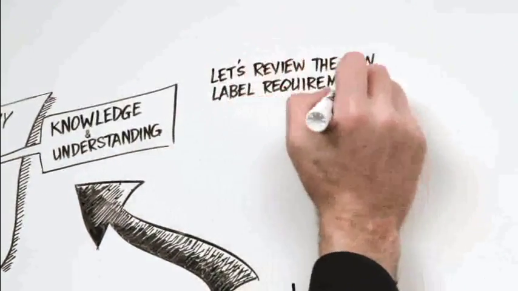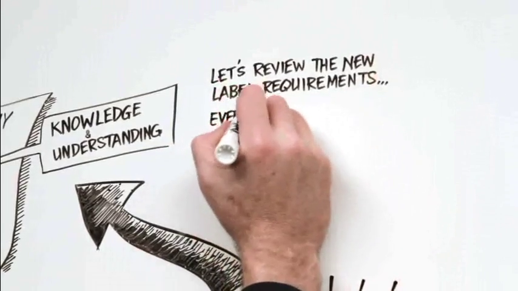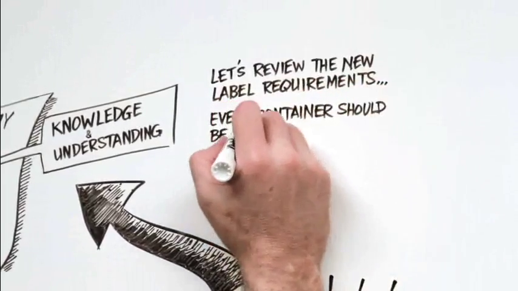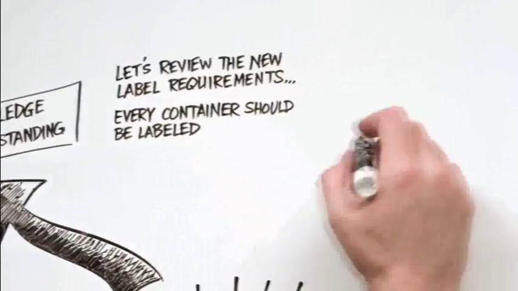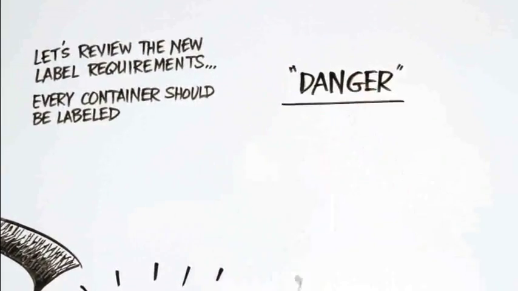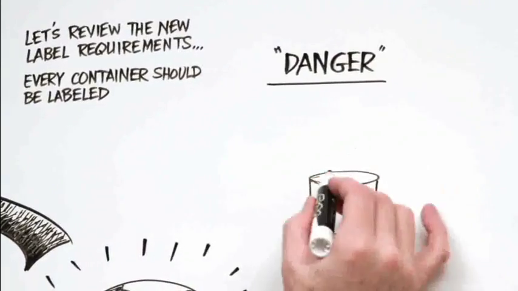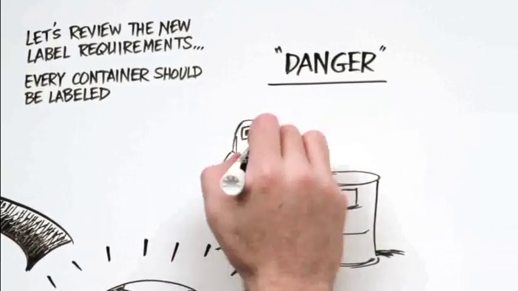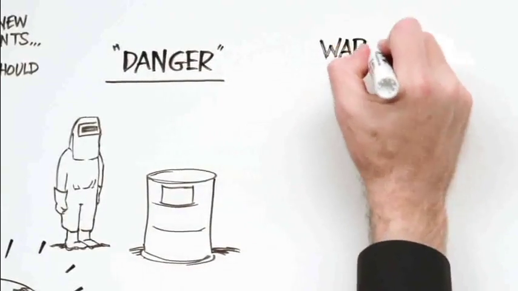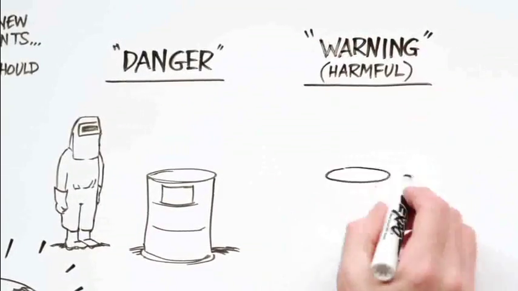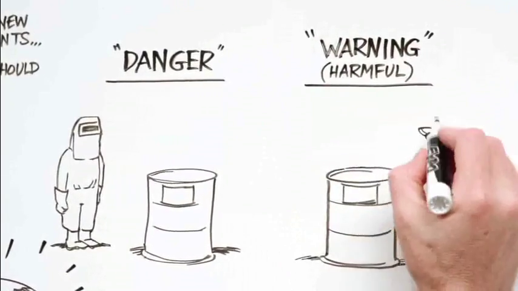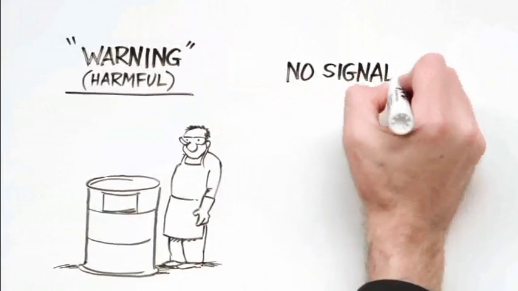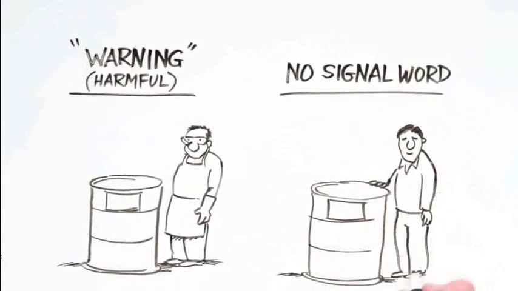Let's review the new labeling requirements. Every container of hazardous materials should be labeled with the appropriate signal word, pictogram, and hazard and precautionary statements. There are 2 signal words. Danger, used for the most severe hazards, such as mass explosion, extreme flammability, severe skin or eye damage, or fatality. The word warning will be used for less severe hazards, such as a fire hazard, or harmful to health, such as skin irritation, or narcotic effects causing dizziness or drowsiness. No signal word indicates minimal or no hazards.